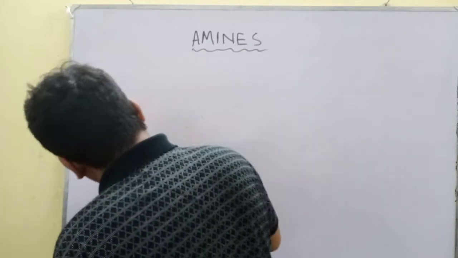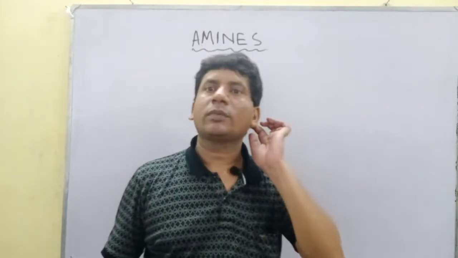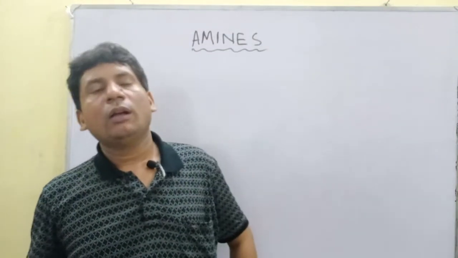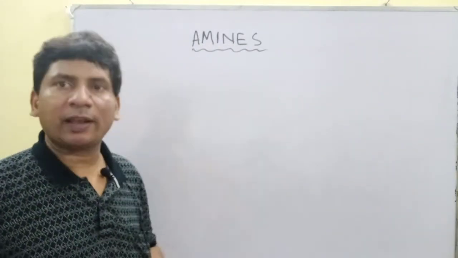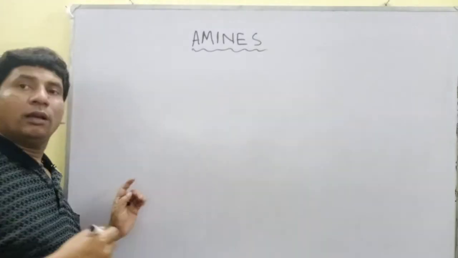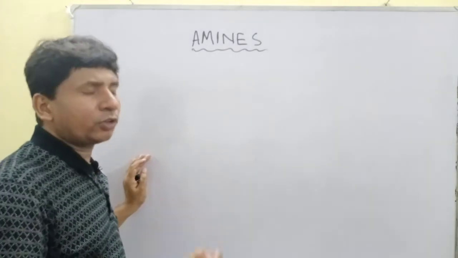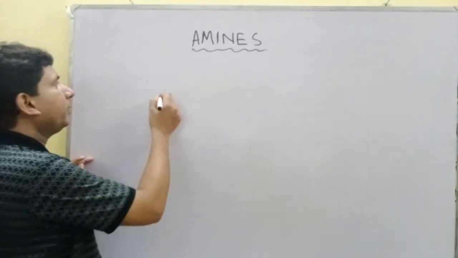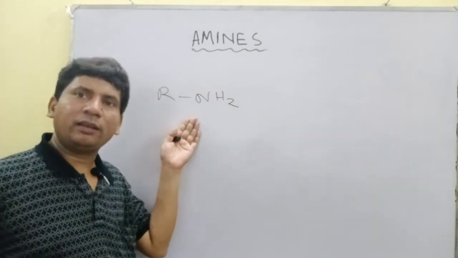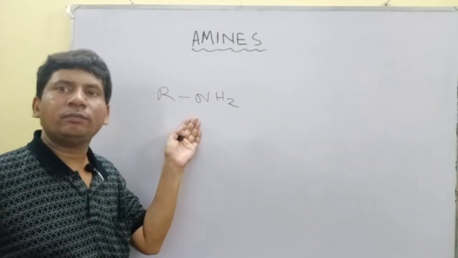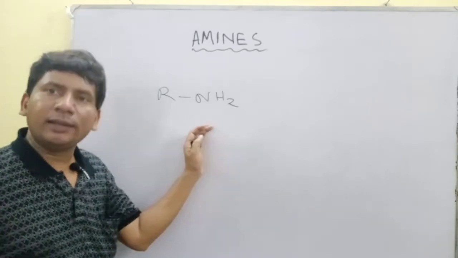There are so many examples. Now, chemical reactions. We already saw how we can prepare amines. Now let us see the reactions of amines. RNH2, a primary amine, can react with different substances or reagents.